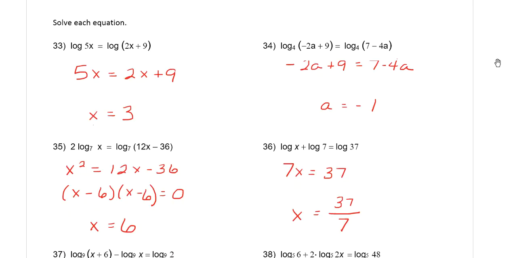Then in the back, the rest of this worksheet, you have log on both sides, so the strategy we're using is the equality property, where you write both sides as a single log and then pull out the parts and set them equal. So like in 33, since we have logs on both sides, this equals this. So we set them equal and solve for x, and that was the strategy all along.